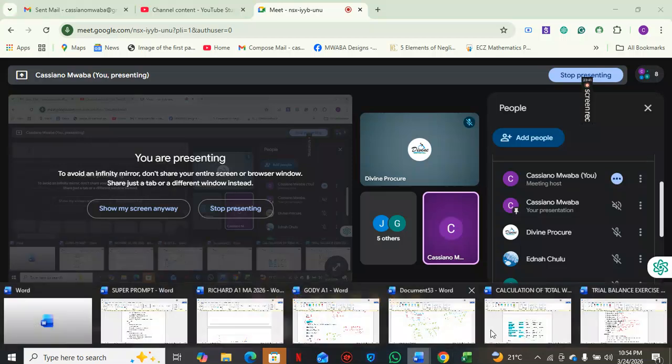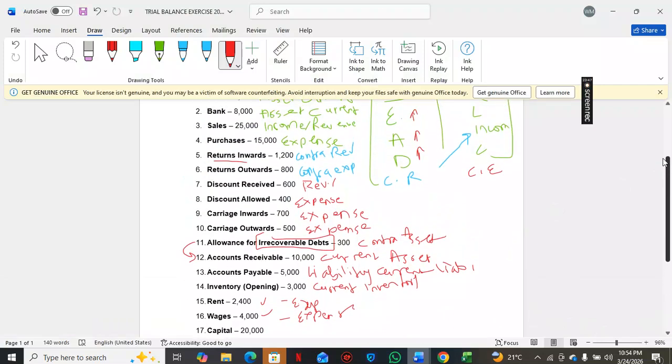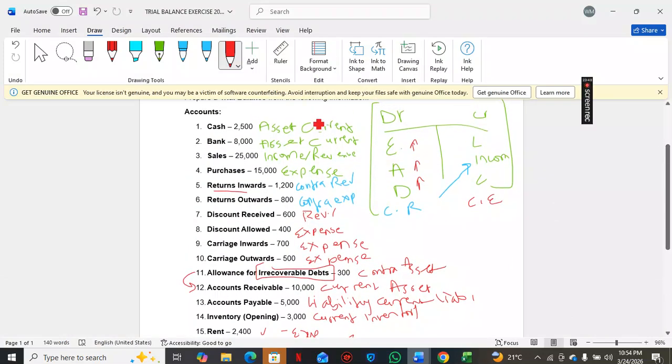So, colleagues, now you are ready to make the trial balance. Just follow what we've said here. Don't try to make your own rules. Just try to follow this, and you look at this diagram here, and you see where to put your account.